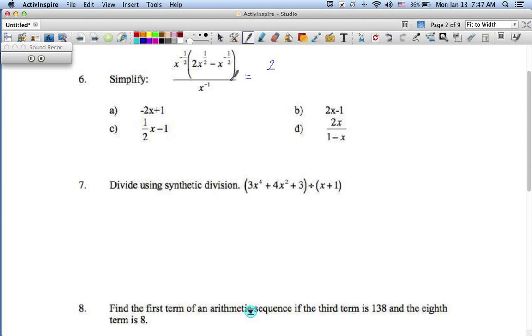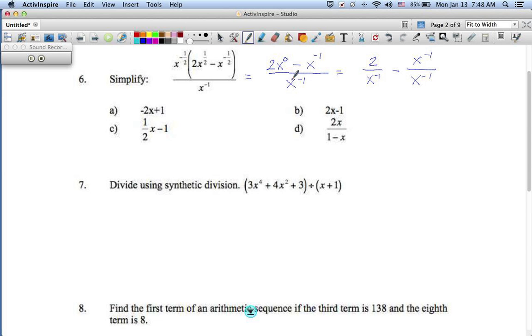Well, the bases are the same, and since I'm multiplying like bases, I'm going to add my exponents. A half and a negative a half make a 0. Minus x to the, and here negative a half and negative a half make a negative 1, all over x to the negative 1. Well, remember the definition of x to the 0 is 1, so I have 2 over x to the negative 1 minus x to the negative 1 over x to the negative 1.